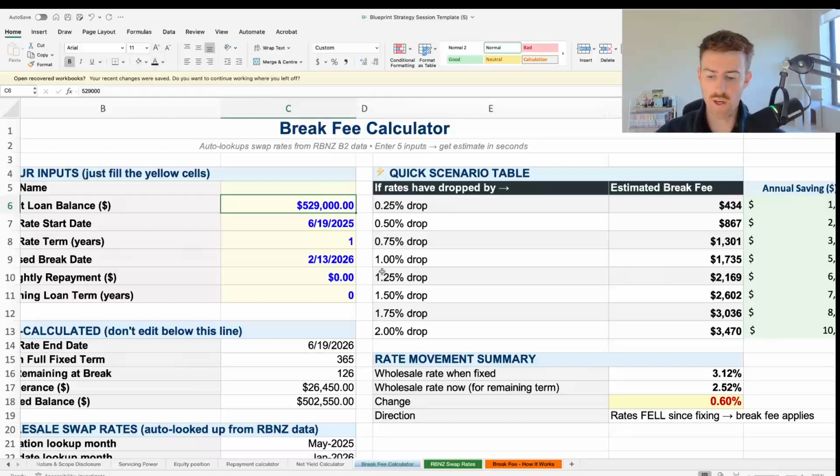So what I compiled is I got the data from all of the wholesale rates in New Zealand over the last 8 years. You can download it on the Reserve Bank of New Zealand site.